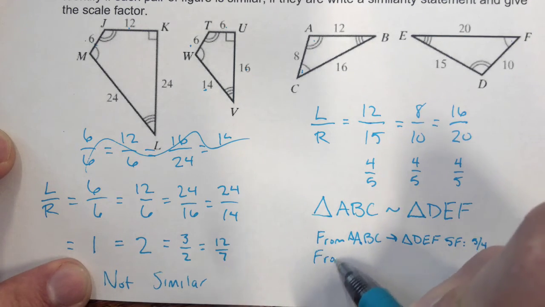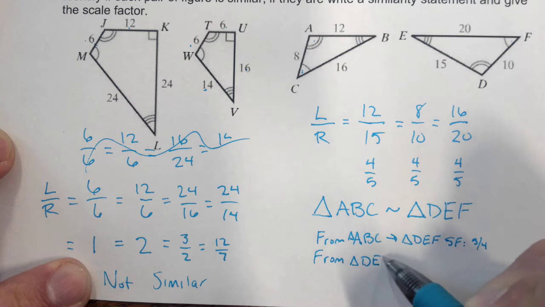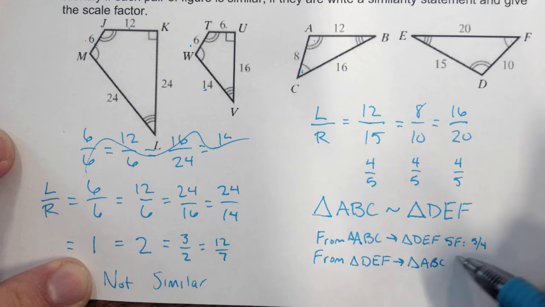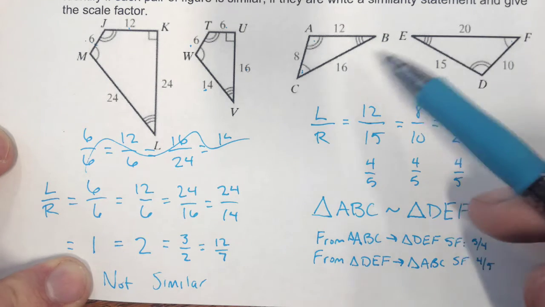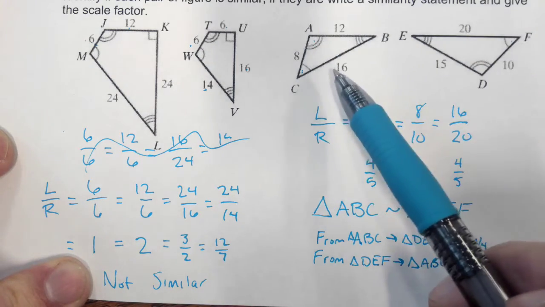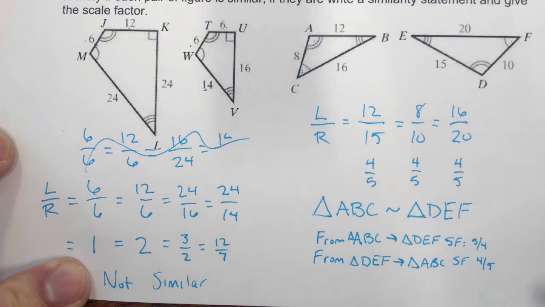If I'm going from triangle DEF to triangle ABC, the scale factor is 4/5. Take these numbers, multiply them by 4/5, and they'll come out to be these. Or if you take these numbers and multiply them by 5/4, they'll come out to be those. So that's how you find the scale factor. Not that difficult.